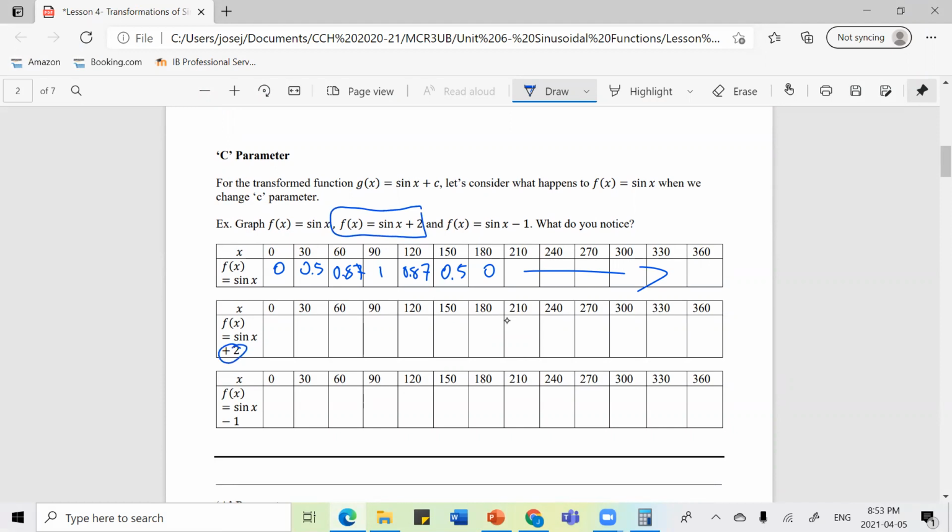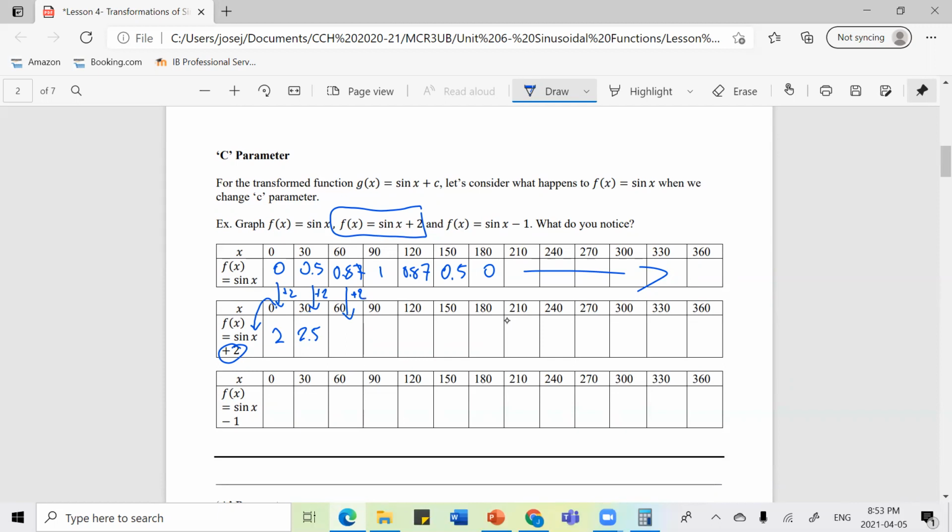Because we have sine x plus 2, I simply take sine of 0 plus 2. Sorry, I'm taking my x value, subbing it into the function. So I take the sine of the x value and then I add 2. So sine of 0 plus 2 is going to be 2. Sine of 30 degrees plus 2 is going to be 2.5. All I'm doing here is simply adding 2 to our previous answer. I take the previous y value and I simply add 2.